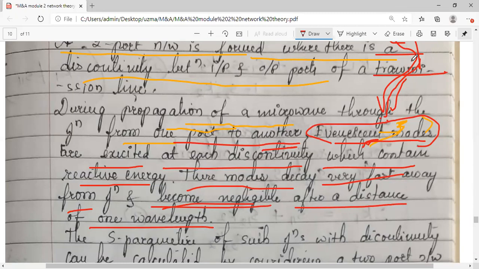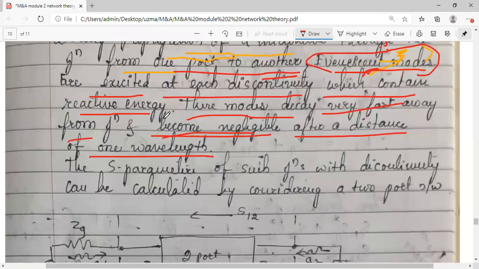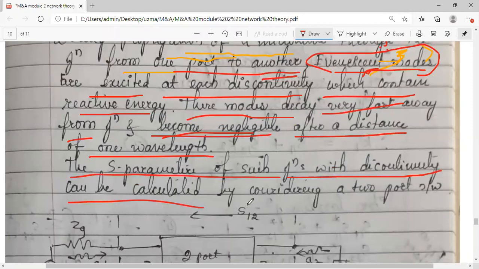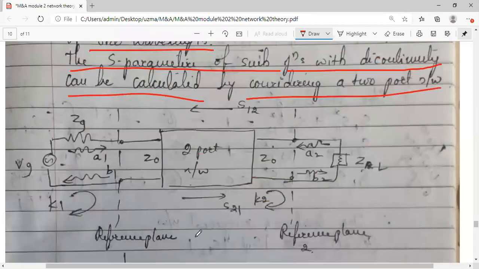However, evanescent modes appear whenever there is a discontinuity. So even though they contain certain energy, as the waves propagate through your waveguide, these become negligible. So the S parameters of such junctions with certain discontinuity we can calculate by considering a two-port network as shown. So this figure is important for your next derivation.